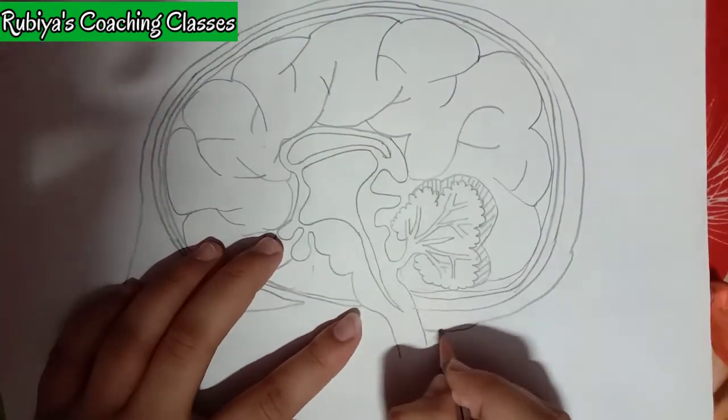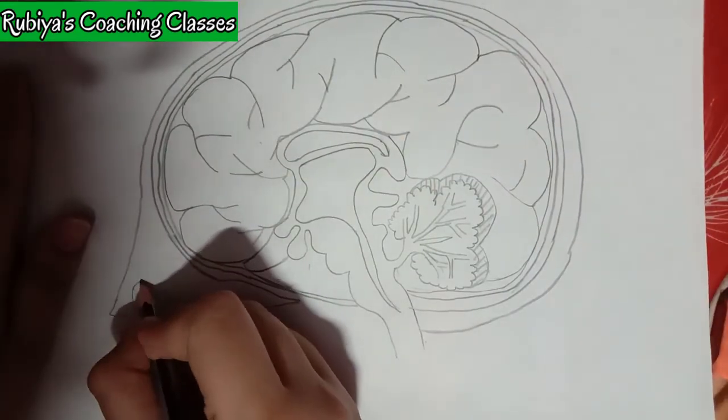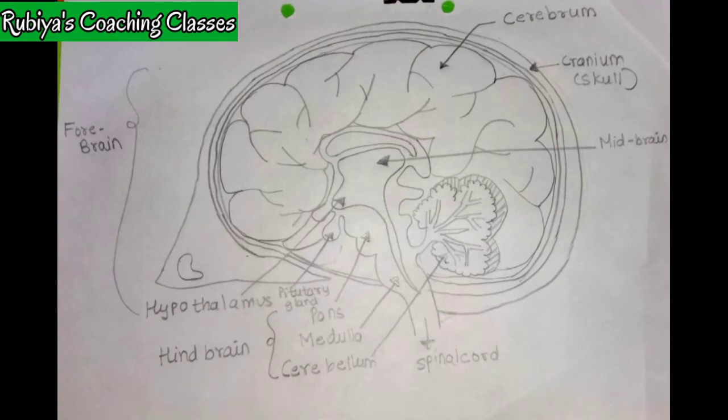So yes, we have completed the structure of the brain, and now lastly we have to draw a bean-shaped structure in the nose-shaped structure. And now I have labeled all the parts of the brain.